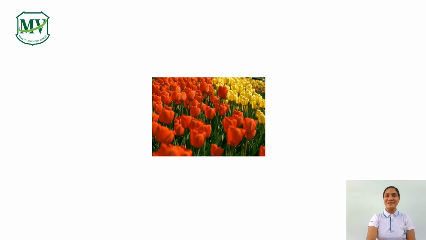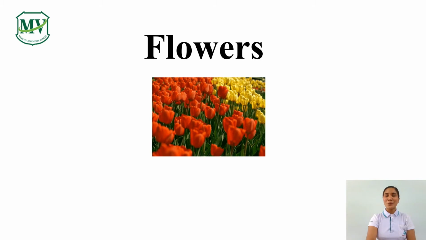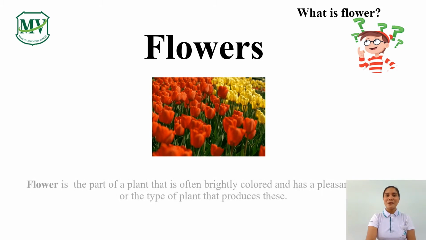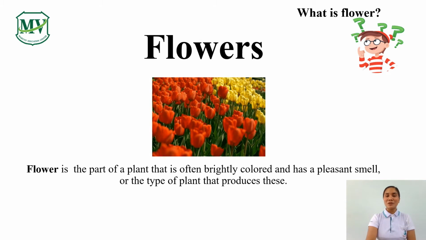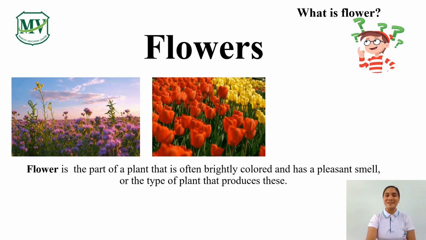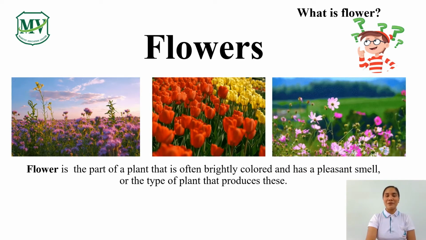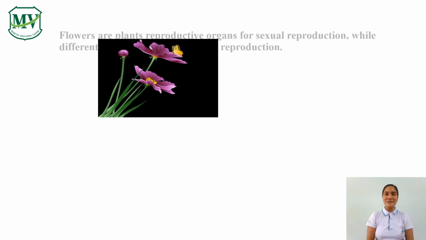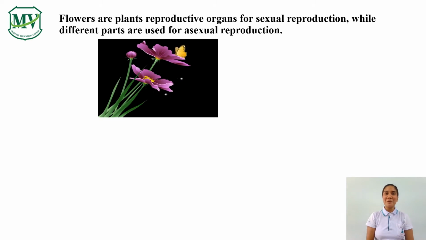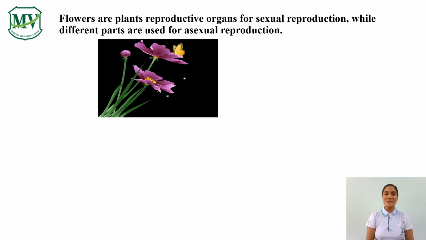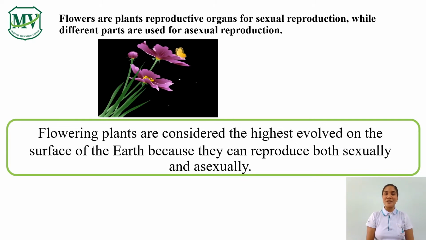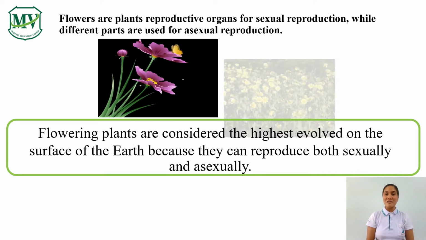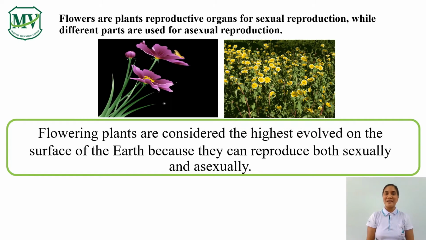Flowers. Yes, flowers. What is a flower? A flower is the part of a plant that is often brightly colored and has a pleasant smell, or the type of plant that produces this. How do plants reproduce? Excellent. Flowers are plant reproductive organs for sexual reproduction, while different parts are used for asexual reproduction. Flowering plants are considered the highest evolved on the surface of the earth because they can reproduce both sexually and asexually.